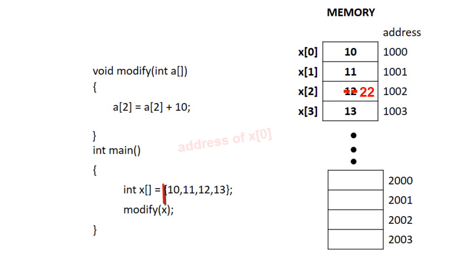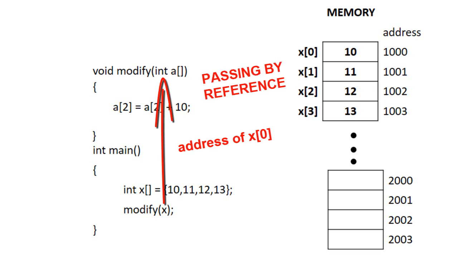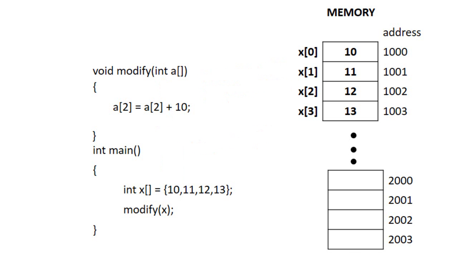Whenever we pass an array to a function, we are actually passing the address of the first element of the array to the function parameter. Passing an array to a function like this is called passing by reference. Passing by reference means passing the address of the first element of the array. Once the address of the first element is obtained, accessing other array elements can be done by using the index of array a.